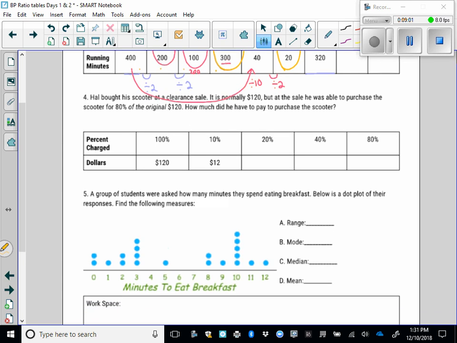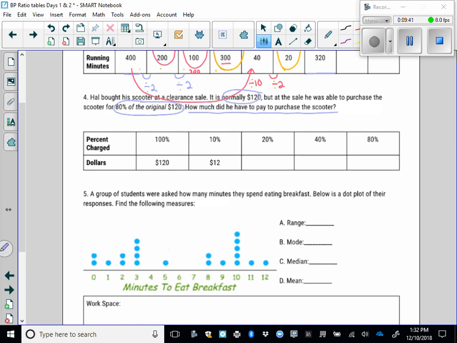Okay, let's look at 4. And again, if you haven't tried 4, pause and try it yourself first. Hal bought his scooter at a clearance sale. It is normally $120. So he had a sale though. But at the sale, he was able to purchase the scooter for 80% of the original price. How much did he have to pay to purchase the scooter? So basically, how much did he pay when he bought the scooter on sale?